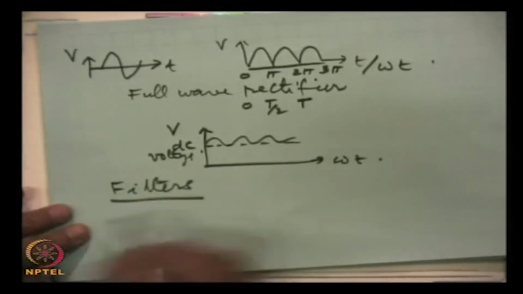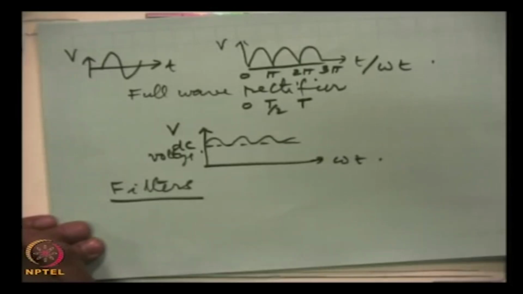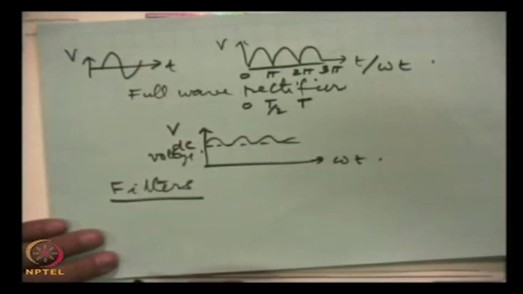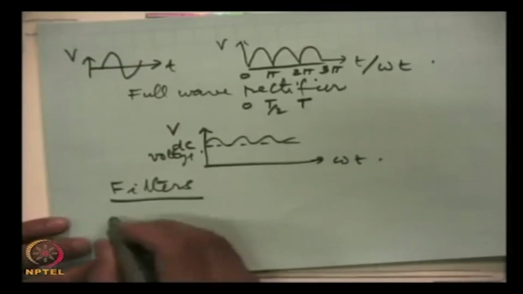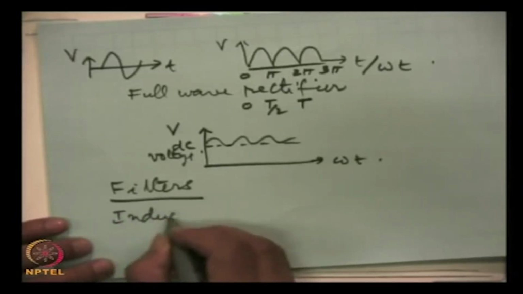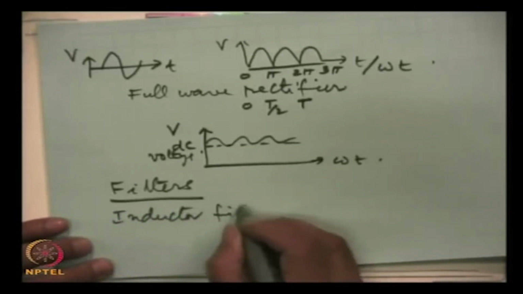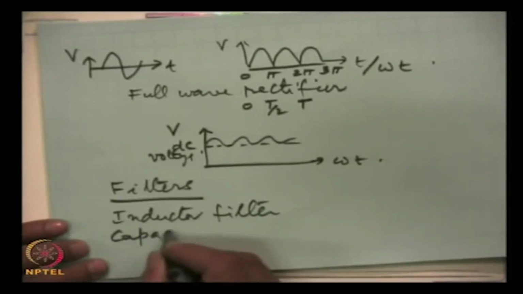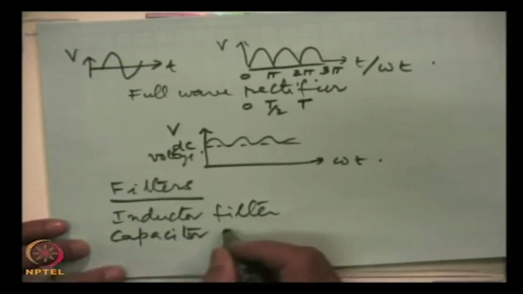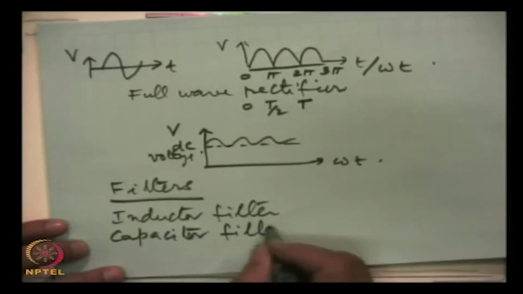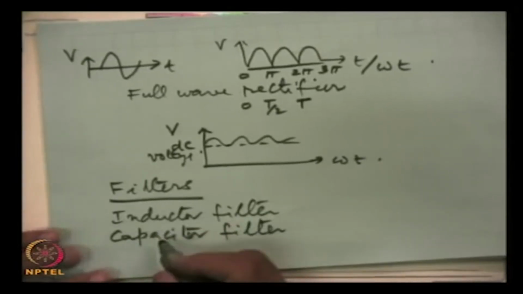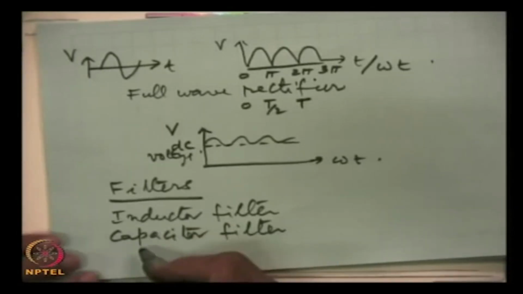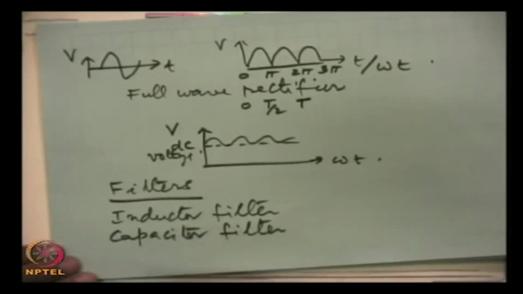There are several kinds of filters, like an inductor acts as a filter, a capacitor acts as a filter, and the combination of the two, the most widely used filter circuit, is what is called a pi filter.